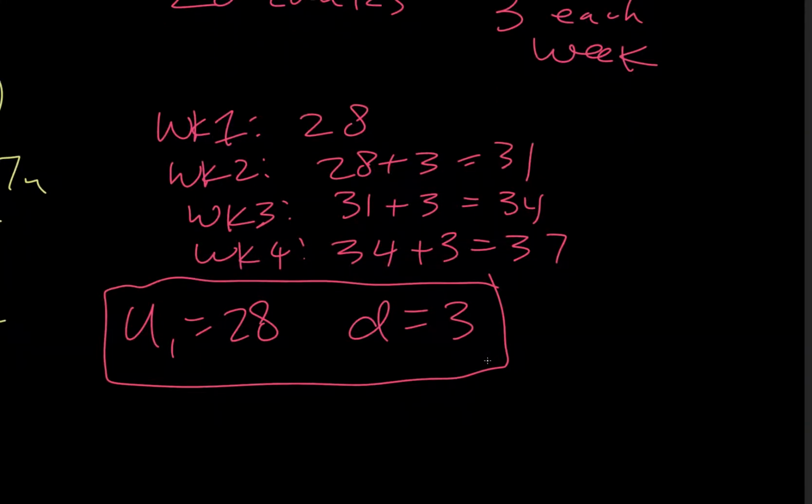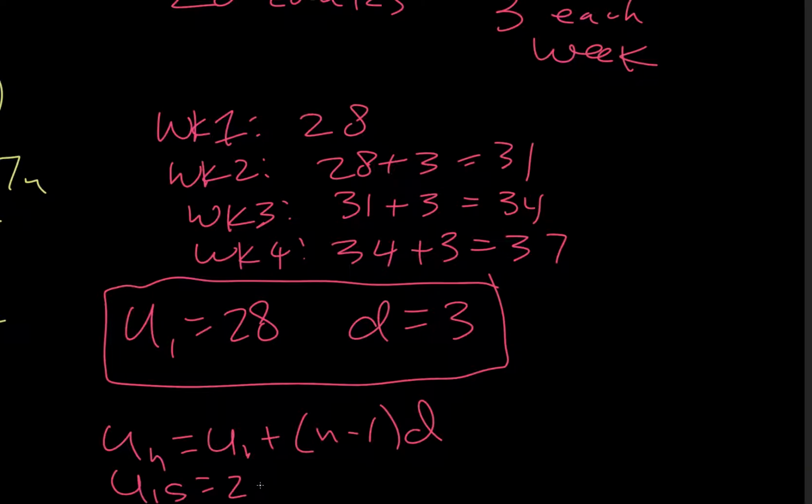And then part C, find the number of comic strips sent after 15 weeks. So we want to use this formula again, and this information. So it wanted it after 15 weeks. So we're going to say U15. And our starting point is 28, and our N is 15, and our D is 3. So now all we need to do is simplify this.